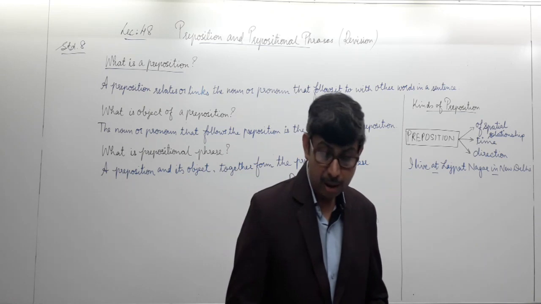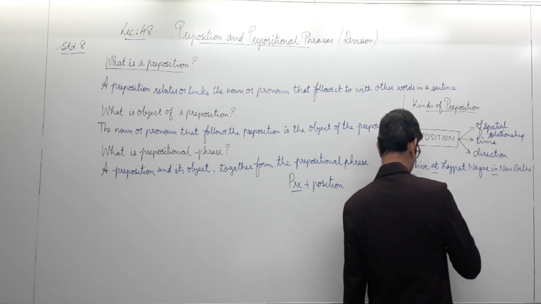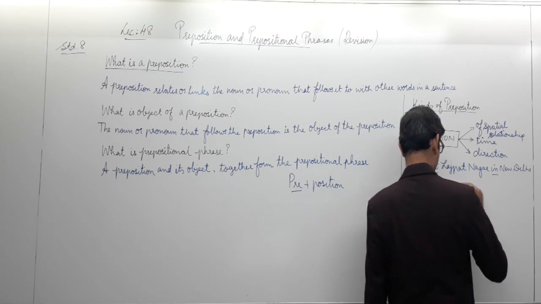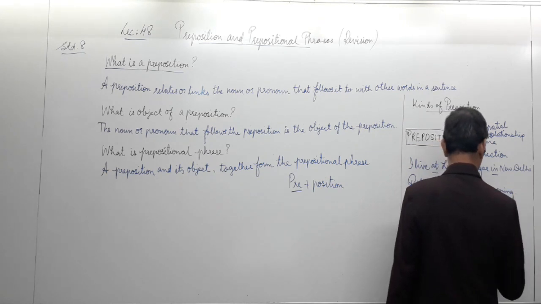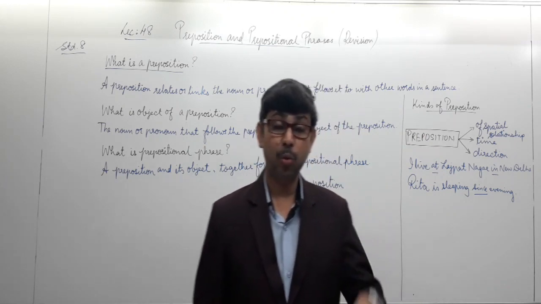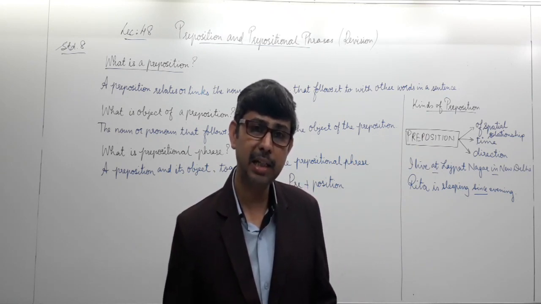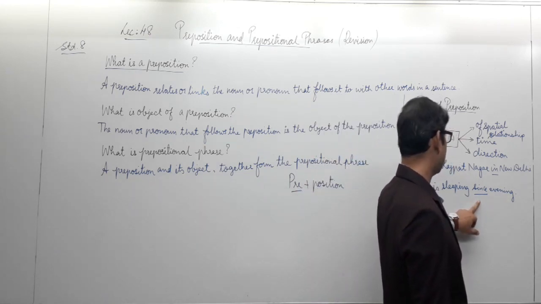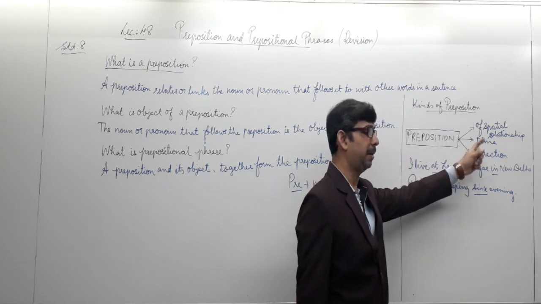Let's take an example of this. Rita is sleeping since evening. Here you see the word since has been used in order to show the specific point of time. When did she start sleeping? Since evening. Maybe she is still sleeping, it is late in the night, maybe it's morning. So the word since gives us the idea about the preposition it is referring to. So the preposition since is the preposition of time.